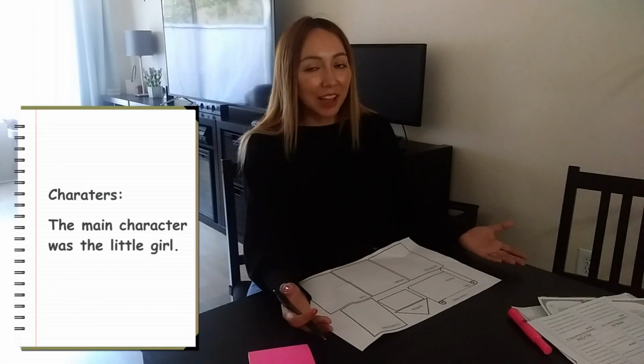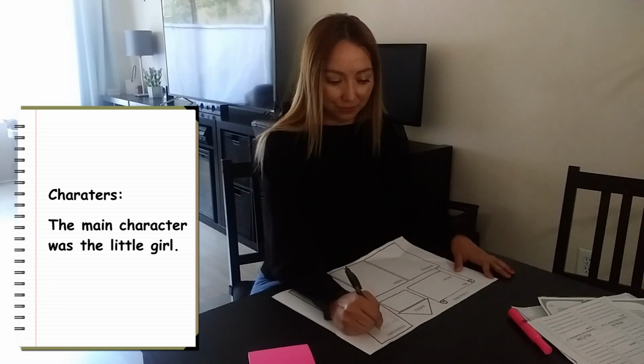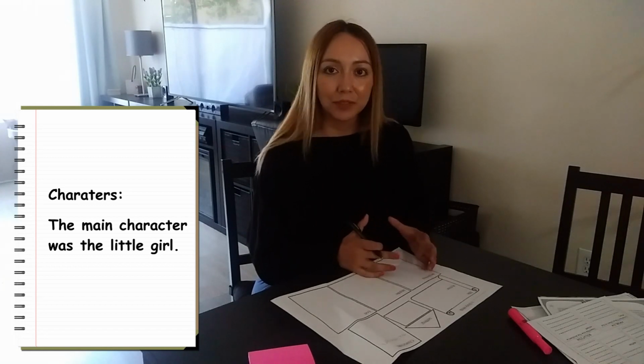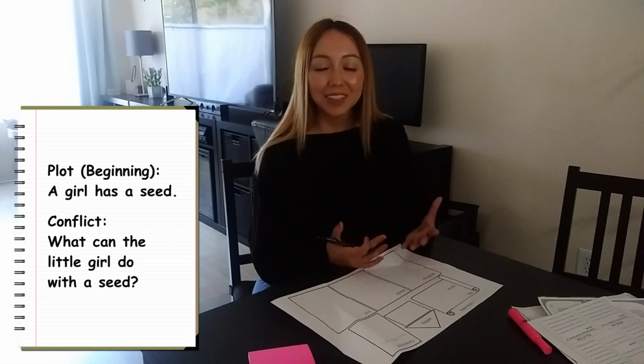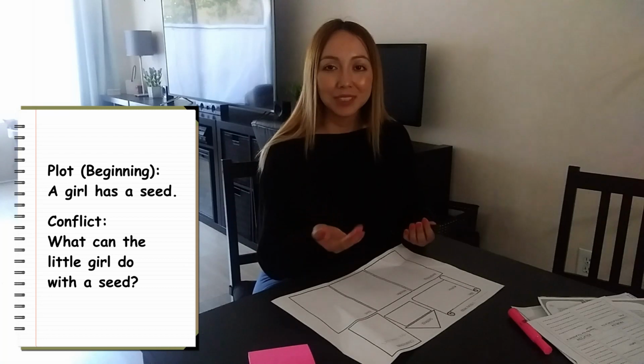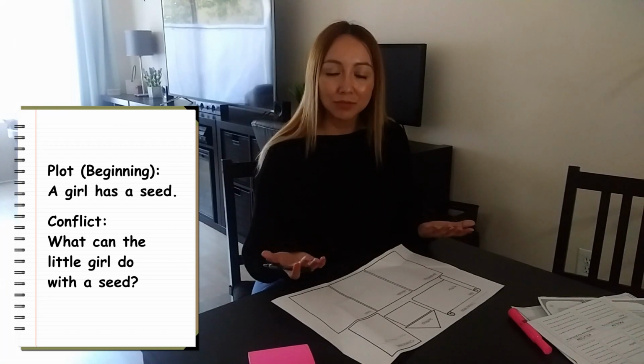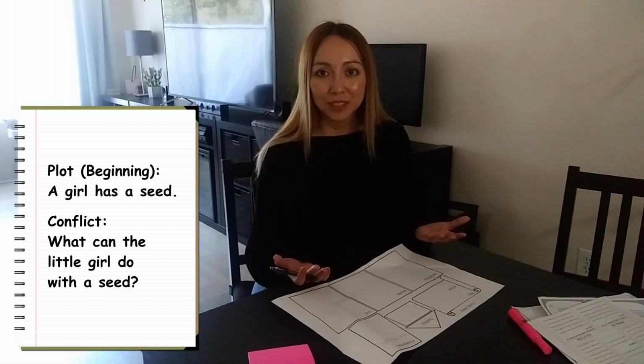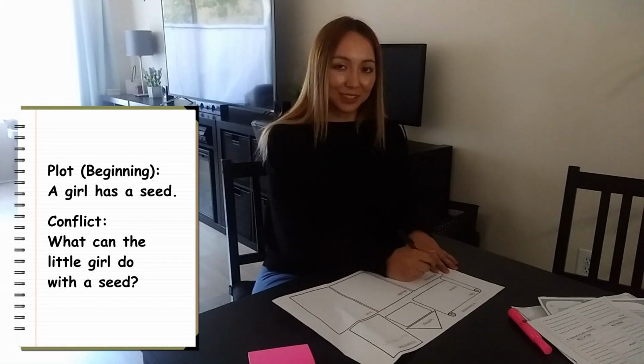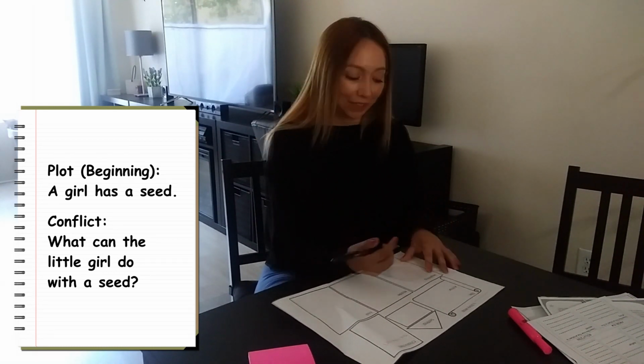All right, so that was a really sweet story. So what we're going to do now is take our story map and break down the elements of that story we just read. Okay, so who was our main character? She didn't have a name, so we'll just call her the little girl. So what happened at the beginning of the story? She had a little seed, right? She was holding a little seed in her hand and asking herself, what could she do with this seed? So you could either draw a picture or you can write that down.